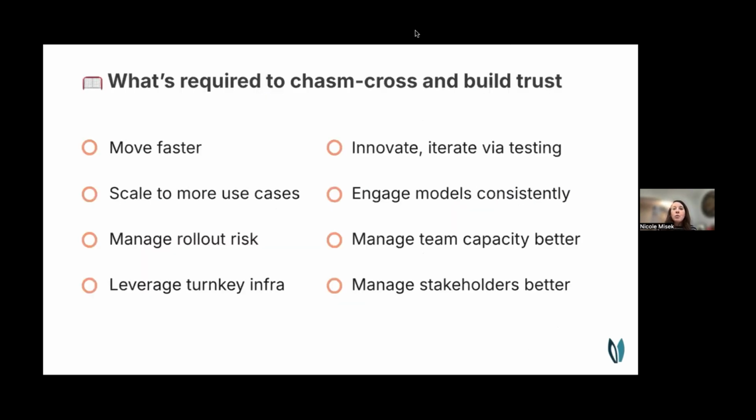So what is required here to cross that chasm and build that trust? There are a few things. So being able to move quickly, being able to scale to more use cases, managing your rollout risk, so like being able to roll back if there's an issue in production, and also as part of that, being able to leverage turnkey infrastructure, not building out bespoke solutions every time. Also being able to quickly innovate, iterate, and test, and this really applies to all the personas involved.